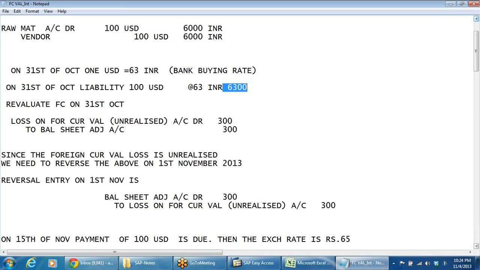So revaluation of foreign currency on 31st October, if you calculate, I'm showing you here only $1 US. I may be paying different vendors in different currencies, maybe GBP or USD or Euro or any other currency, whatever it may be. I need to evaluate all the currencies, right? So that's why we need a system. Use a small, very simple one like this, nothing else is required.